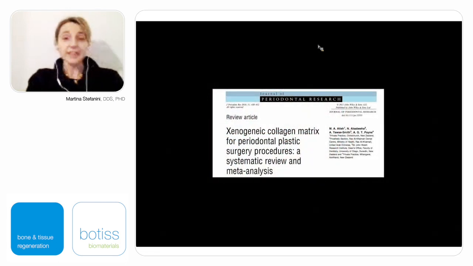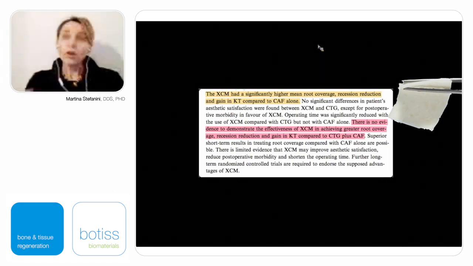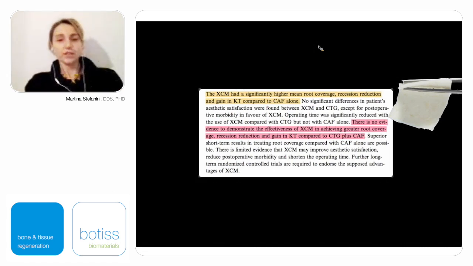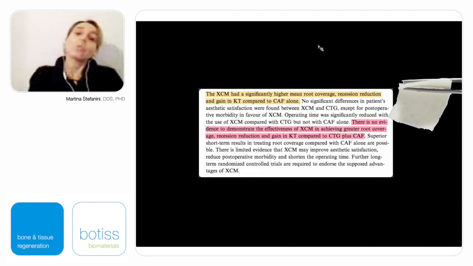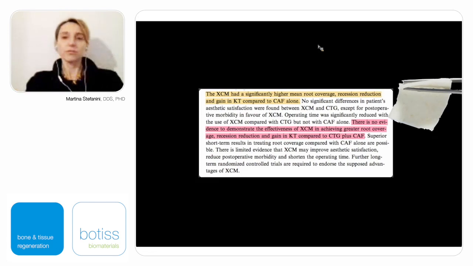If we look at the literature, what can we see? We can see that we have some results that tell us that probably the use of collagen matrix is better than only applying a coronally advanced flap, but gives worse results in comparison with the CAF plus the connective tissue graft. But the literature doesn't tell us the rule, doesn't tell us when we can use collagen matrix and when we need to use connective tissue graft.